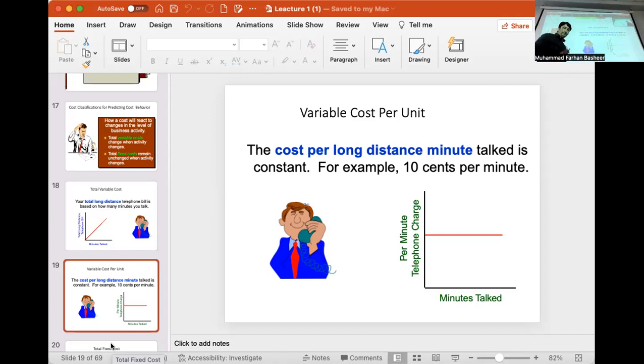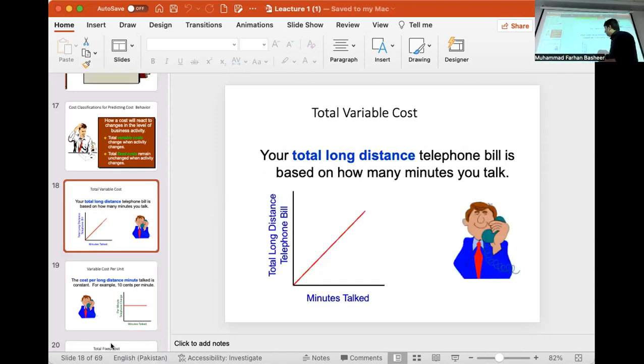Should we proceed further? Now let's look at this graphically too, okay? Total variable cost: your total long distance telephone bill is based upon how many minutes you use. We say, from here going on the motorway, a 1000 cc car runs at 10 rupees per kilometer. Let's take an example, okay? So if you are traveling from here to Sahiwal, that is 200 kilometers, then multiplied by 10, it is 2000. The more you travel, the more cost will increase. It means it has a direct relation.